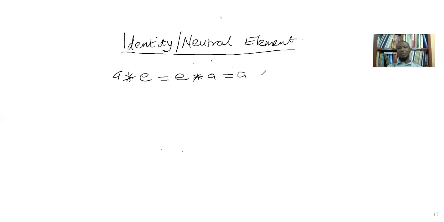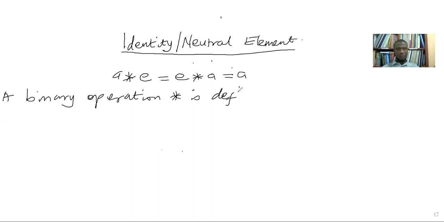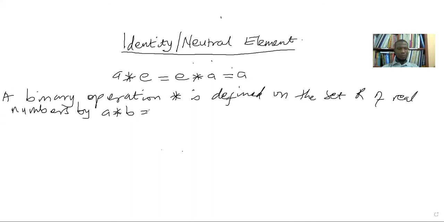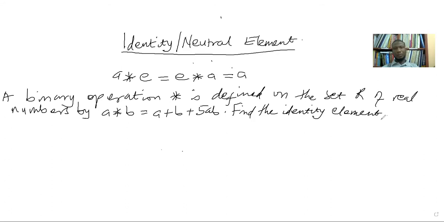Let's take an example. A binary operation is defined on the set R of real numbers by A star B equals A plus B plus 5AB. Find the identity element.